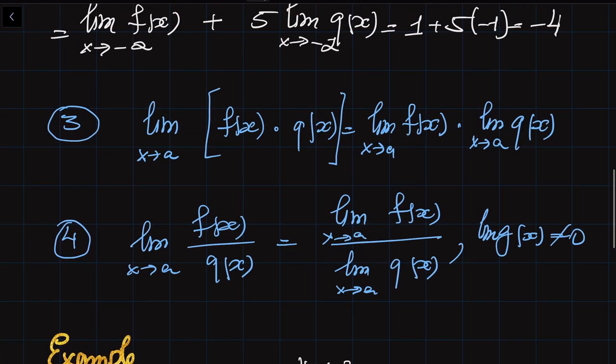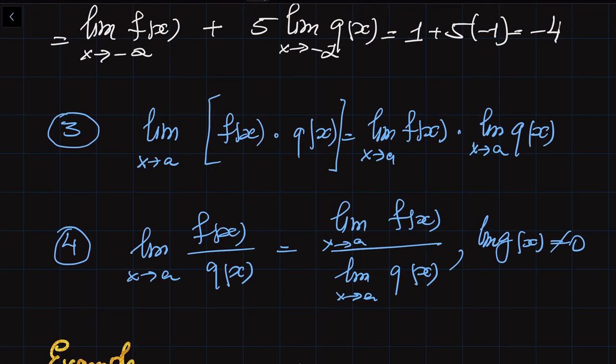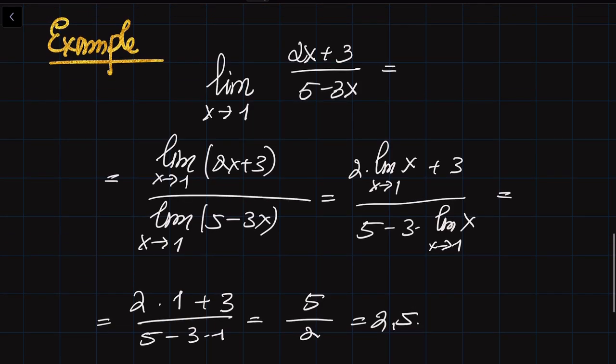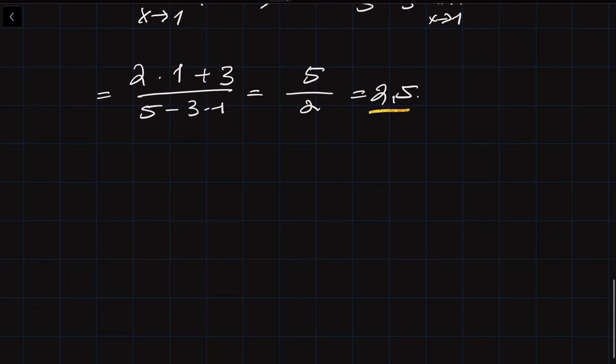Okay, so this is how the third and fourth laws work. But look at this example. From the beginning, we could just directly substitute x equal to 1 here, and we would simply get 2.5 instead of applying all of these rules, right? So understanding these rules is very important, but you don't need to write them down always. It appears we can substitute the value of x directly in the limit if your functions are polynomials or rational functions. This is called direct substitution.